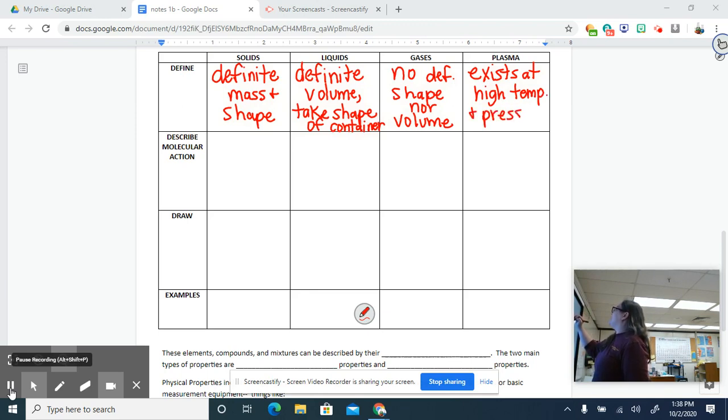So again, this is not what is in your blood. This is not what's in your TV. Stupid high temperature, stupid high pressure would not be able to exist without it. All right, so the next row, we're describing the molecular action.